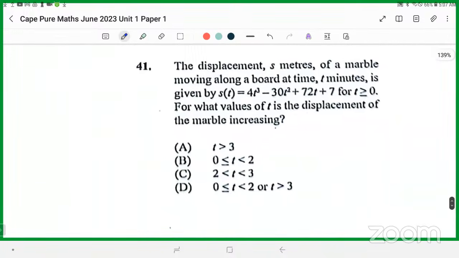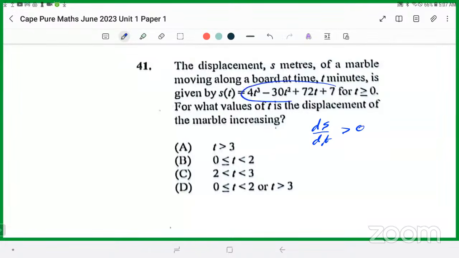41. It says the displacement s of a marble moving along a board at time t minutes is given as that. Find what values of t the displacement of the marble is increasing. It's increasing when the gradient is positive. So when ds by dt, the rate of change of displacement, is greater than 0. That's what they're trying to find.